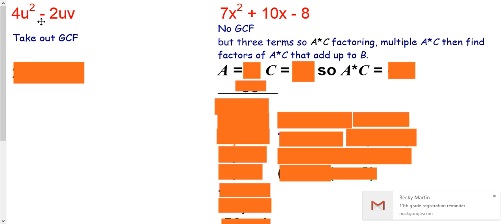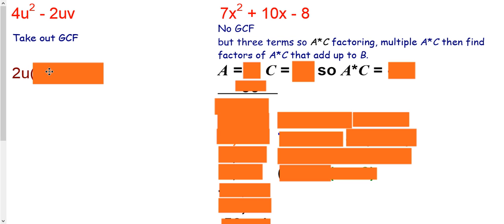So we're going to start out here by taking out our greatest common factor. That's always the first thing you look for. Sometimes there is one, sometimes there isn't. In this case, we have two terms, what's before and after the subtraction sign. You notice the numbers in front, we could pull out a 2. You also know with what's before and after the subtraction sign, they both have a u. So we could pull out a 2u.